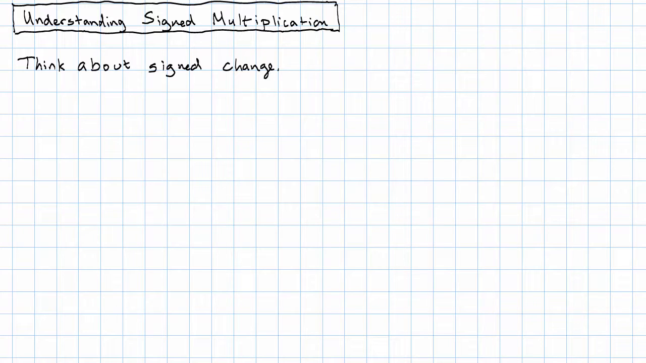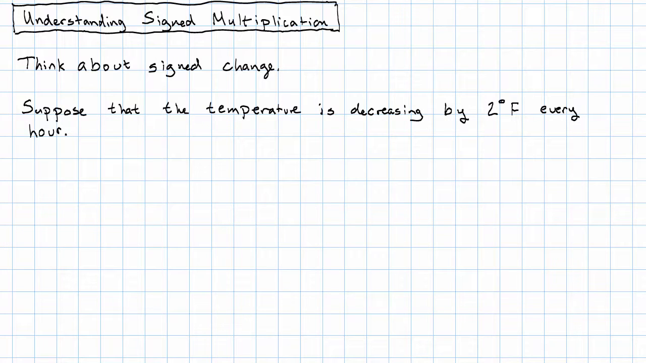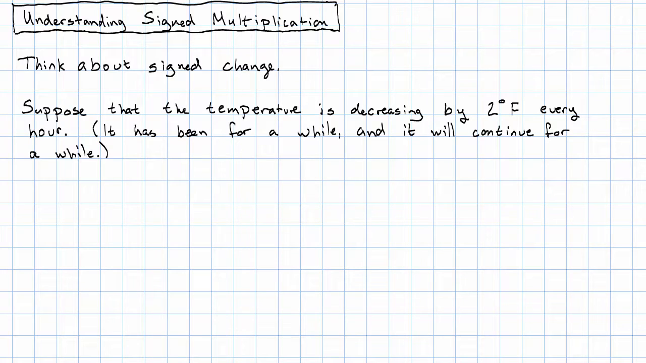So, for example, let's suppose that it's getting late and the temperature is decreasing. Suppose the temperature decreases by 2 degrees Fahrenheit every hour. It's been doing that for a while and it's going to keep doing that for a while. So every hour, the change is negative 2. So we might ask the question, what will the change have been if I look at the temperature 3 hours from now?